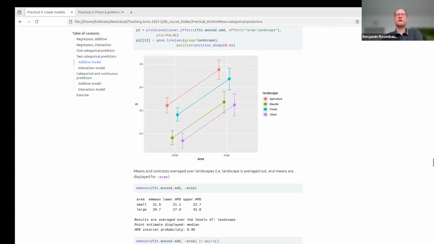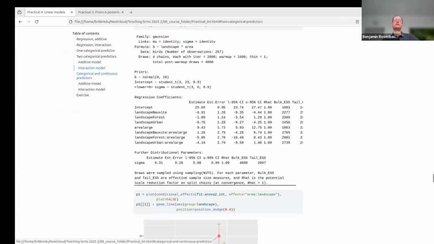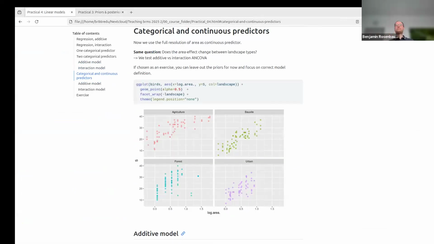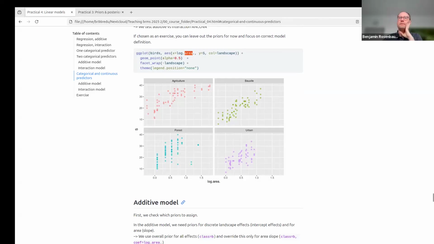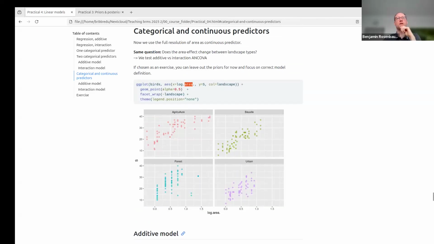So we covered that. There's an ANCOVA type of analysis. You can try to model a full data set where you have the log area instead of just large or small. The priors can be a bit tricky, especially maybe in the interaction. So first try coding these models, maybe without the priors, and then maybe have some suggestions. Otherwise, you can always look it up here.